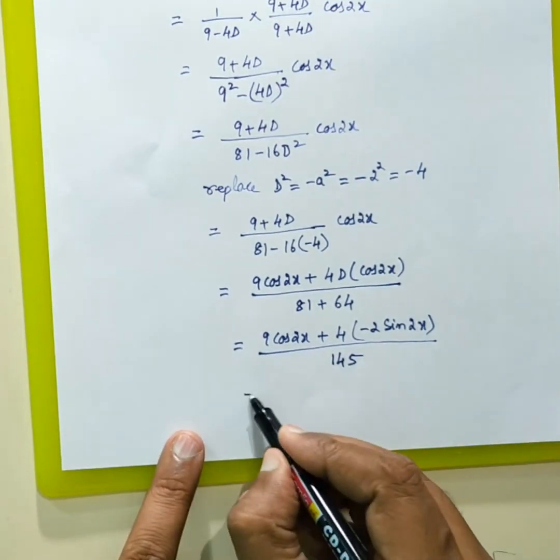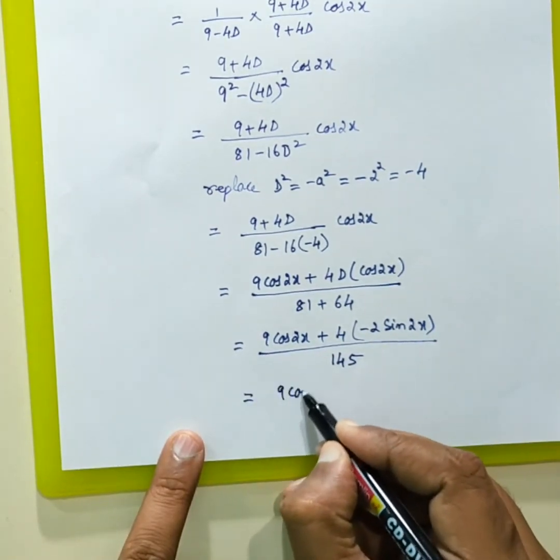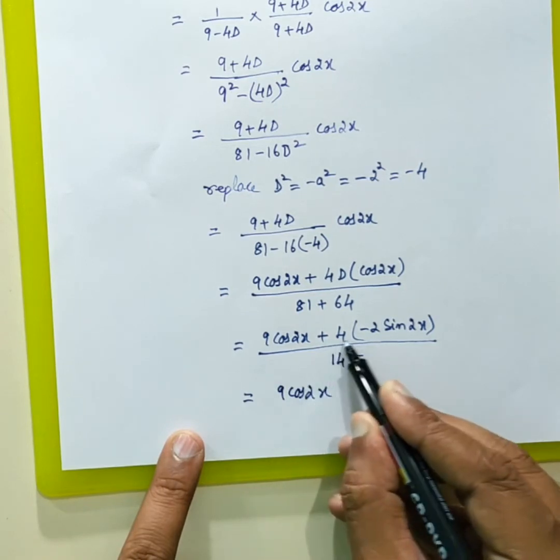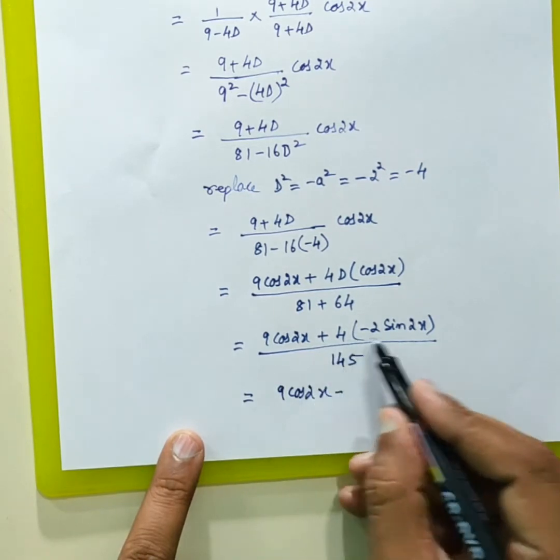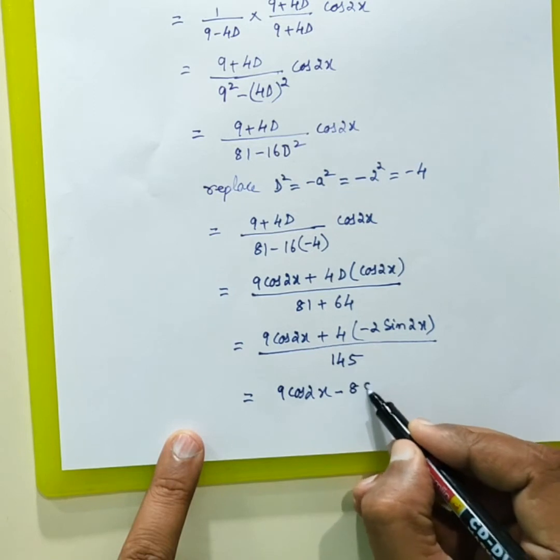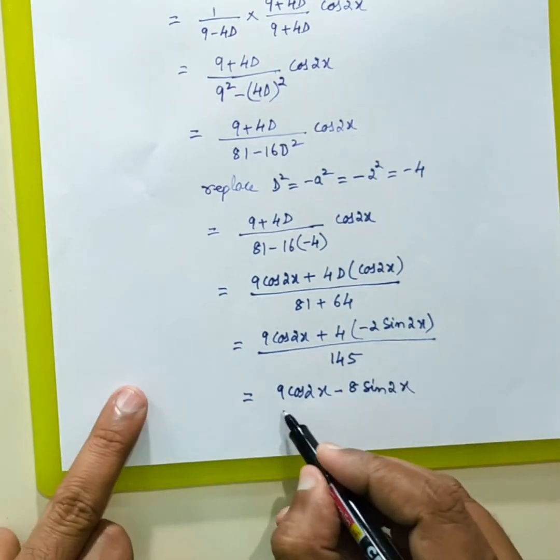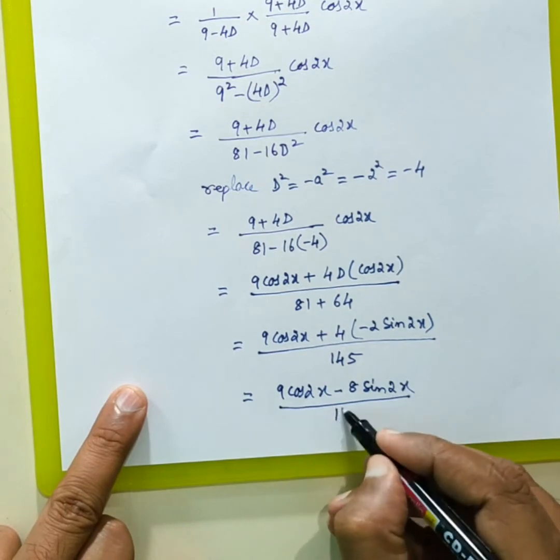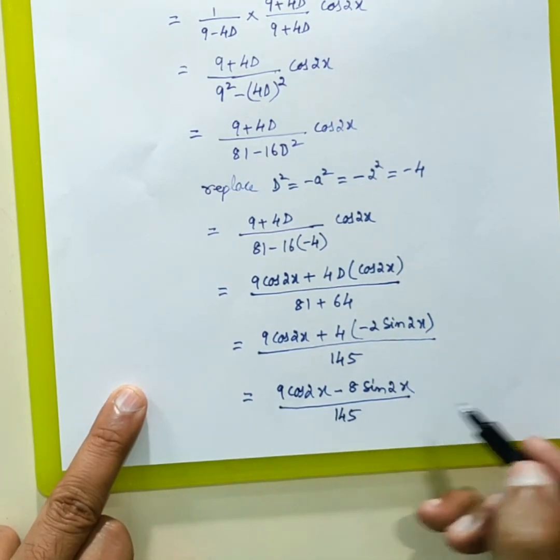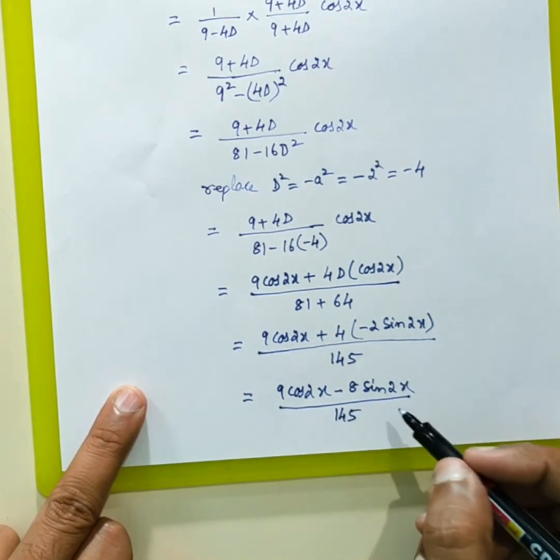Or further, if you simplify, you have 9 cos 2x. Here plus into minus will be minus, 4 times 2 is 8 into sin 2x, whole divided by 145. So this is the required PI.